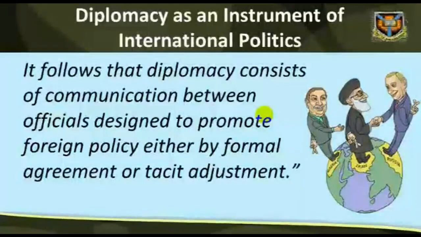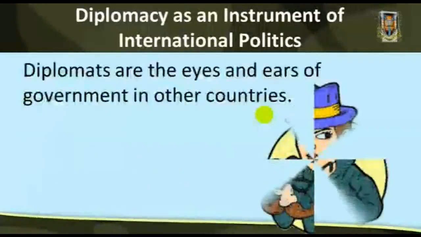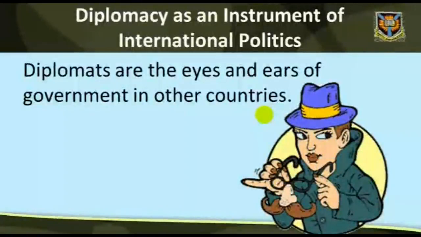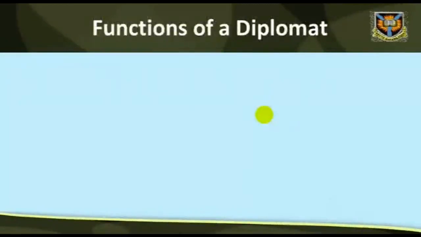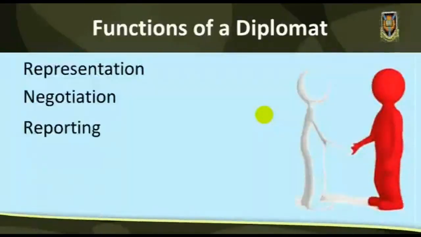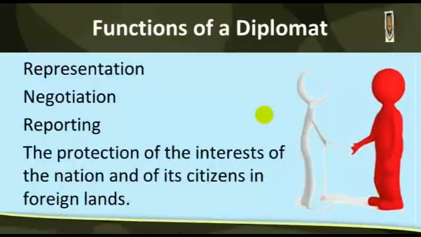However, since we talk of diplomacy, it is important to know those who carry out its functions. In this respect, diplomats are the eyes and ears of government in other countries. That is, a diplomat is the spokesperson of his government in other countries. The functions of a diplomat. The work of a diplomat may be broken down into 4 basic functions: representation, negotiation, reporting, and the protection of the interests of the nation and its citizens in foreign lands.